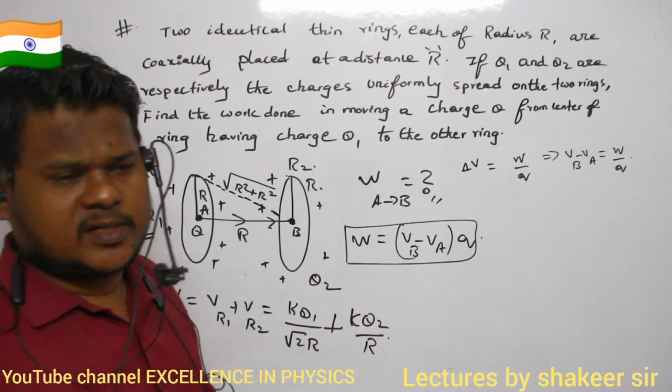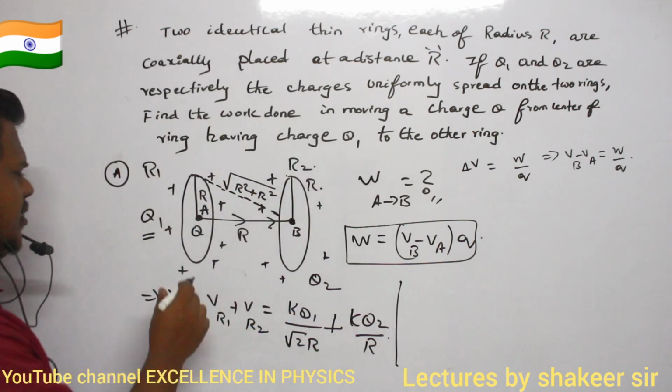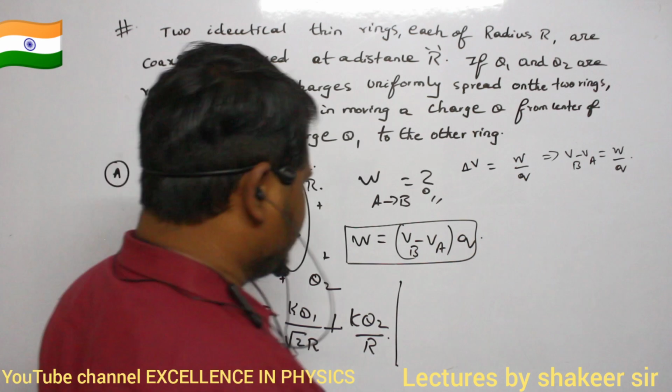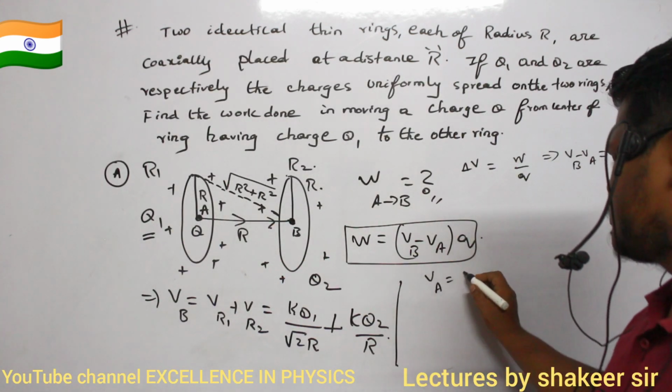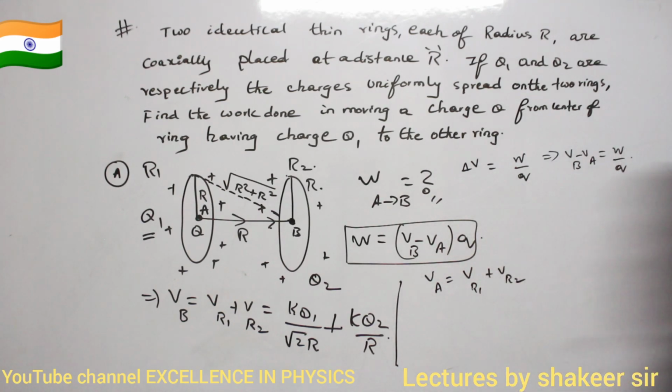Are all of you able to understand how we are calculating? Similarly, how can I calculate the potential at point A? This potential also I have to calculate. So the potential at point A is equal to, again, the potential due to ring 1 plus the potential due to ring 2.